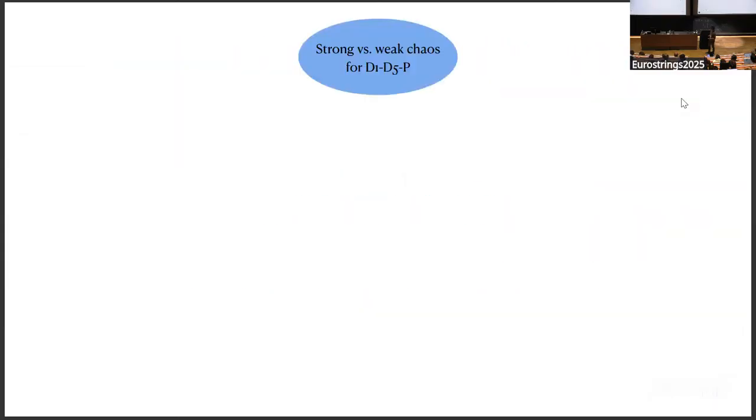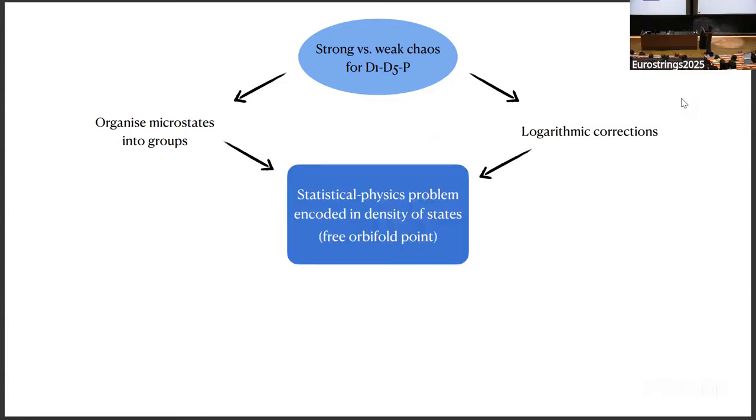So I think I can conclude. We have looked at the possibility of strong or weak chaos for D1-D5-P systems. We have shown that this is related to how the microstates organize themselves into groups, and this is related to the logarithmic corrections of groups of different strands. All of this gives us a statistical physics problem encoded in the density of states at the free orbifold point.